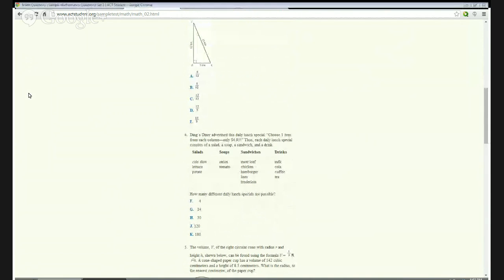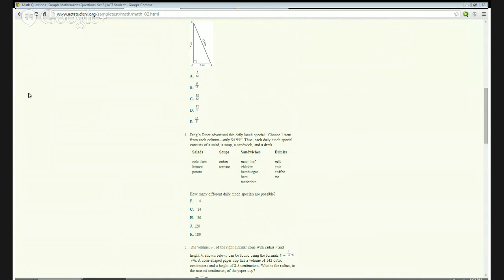Okay, 4 says Ding's Diner, interesting name, advertises this daily lunch special. Choose one item from each column, only $4.95. Thus, each daily lunch special consists of a salad, a soup, a sandwich, and a drink. And then they give the choices there. How many different daily lunch specials are possible? So we're just asking, how many combinations can you make from these choices here?